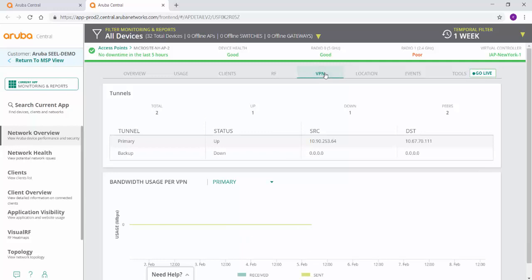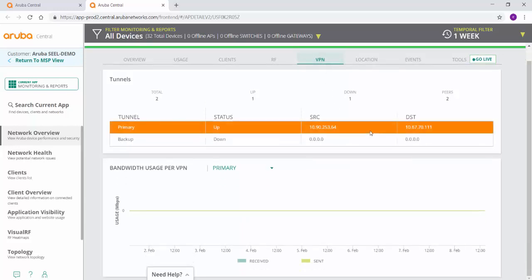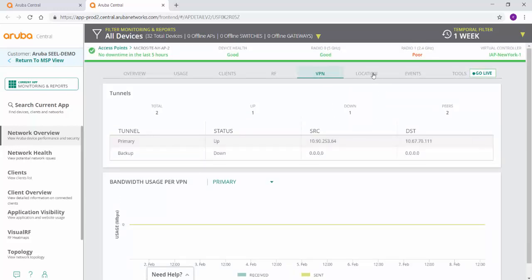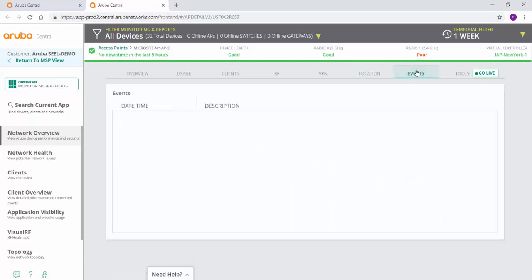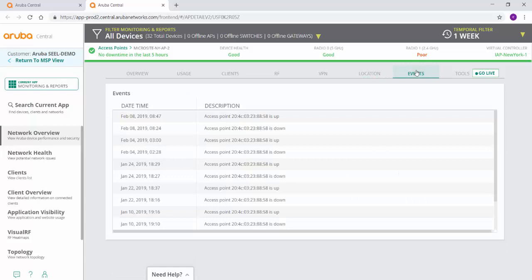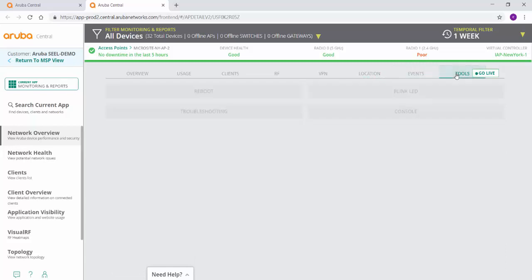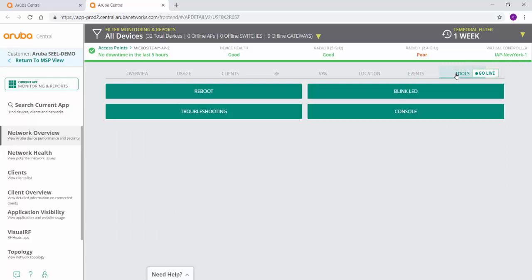If we have VPN set up, we get details of those as well: the tunnels, how they're connected, and the bandwidth being consumed. There's also the ability to see where the AP is. We can see that this particular access point is located in the garage. We may want to bring this into an office space, given I can't imagine there would be much Wi-Fi coverage required in a garage. We can also look to see if there are any events that we need to pay attention to.